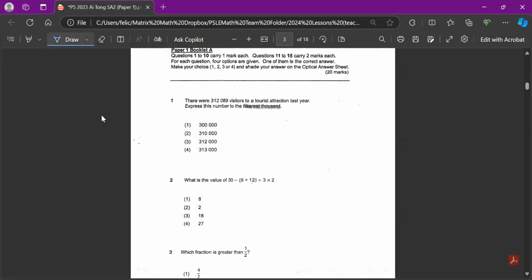Okay, question 1. 312,089 visitors to an attraction last year. Express this number to the nearest thousands. So this is about rounding off. Nearest thousands means you identify the thousands place first, which is the 2 here, and look at the neighbor on the right hand side. The neighbor on the right hand side is a 0.